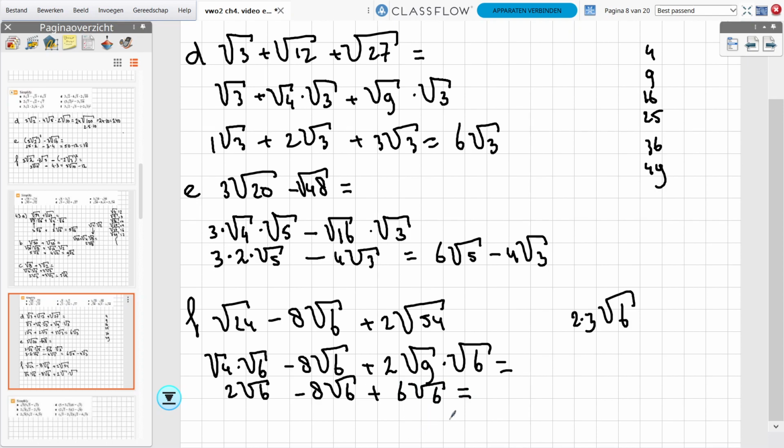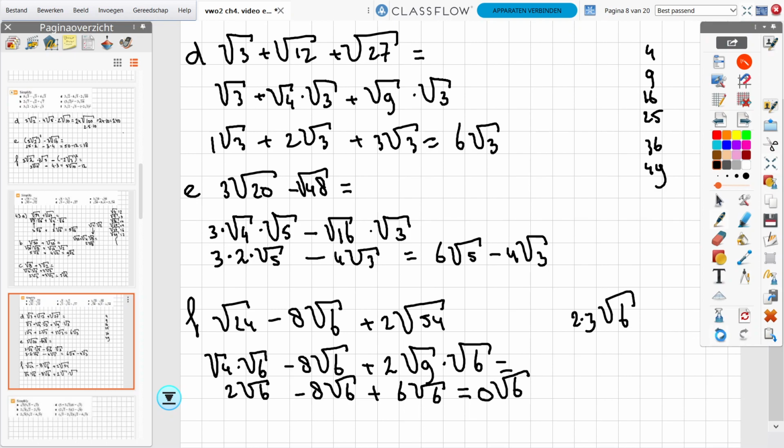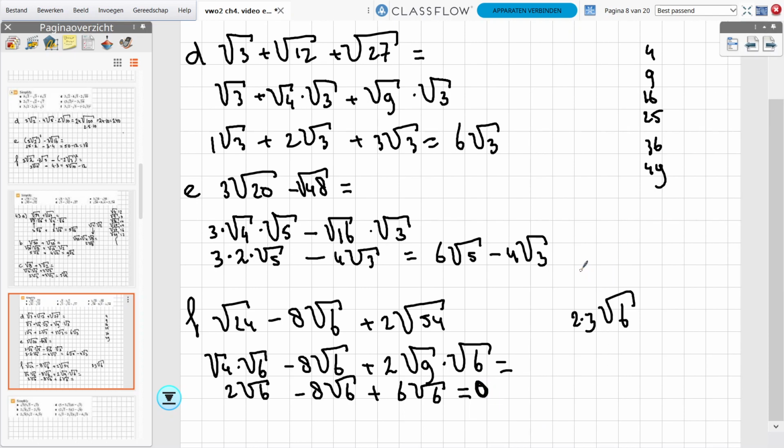You can write it down as an intermediate step. I now do it as a small side calculation. 2 root 6 minus 8 root 6, say that's minus 6 root 6, plus 6 root 6. We have 0. Done. Don't write 0 root 6, because something times 0 is always 0. So just write down 0. There you are, a 0. Okay? So believe it or not, this is the same as 0.